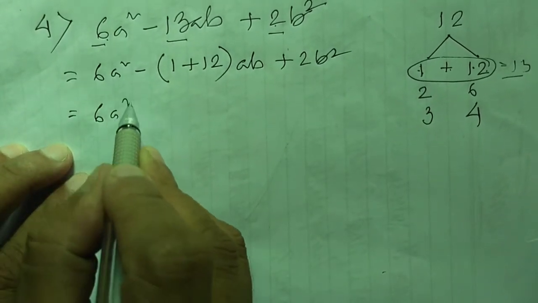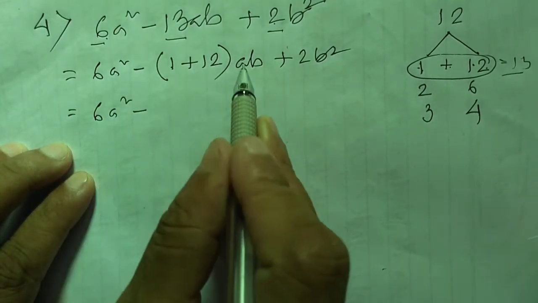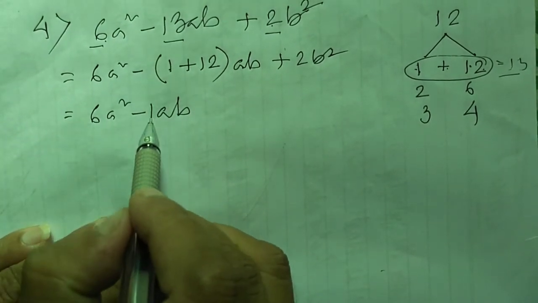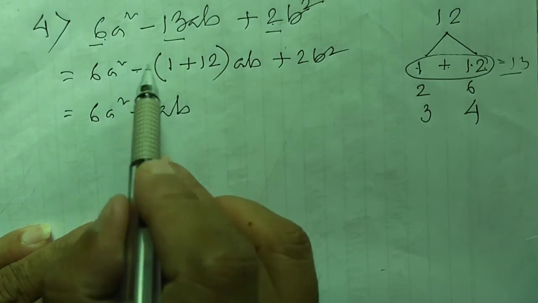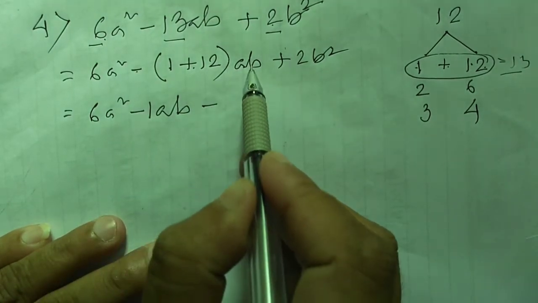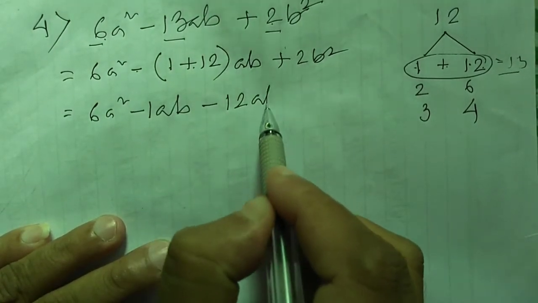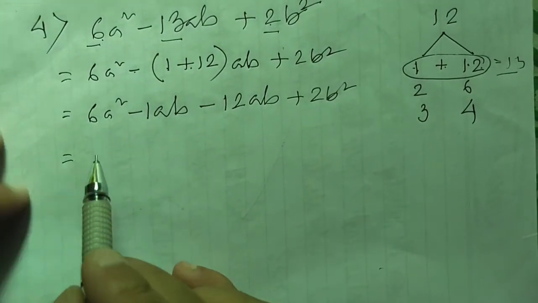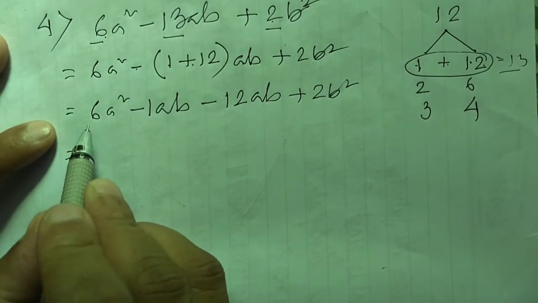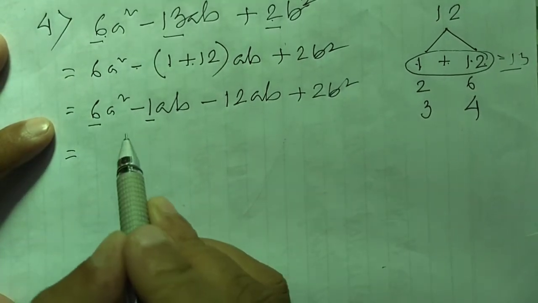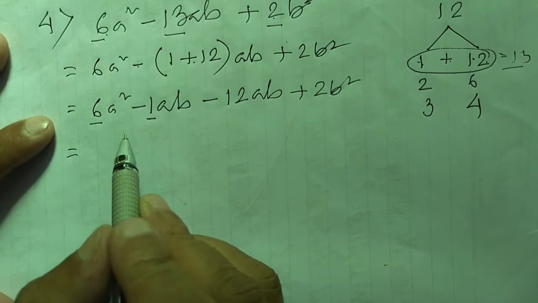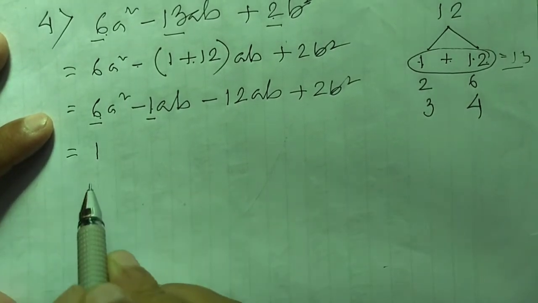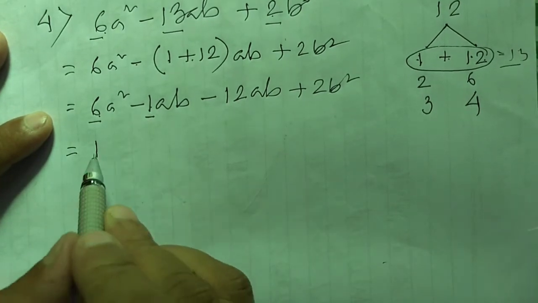So 6a square minus 1 into ab, or you can write 1ab, no problem. Minus plus minus 12 into ab, 12ab plus 2b square. Now 6 is there, 1 is there. Which is the largest number by which we can divide 1 and 6? That is 1. By 1 we can divide 1 also, we can divide 6 also.